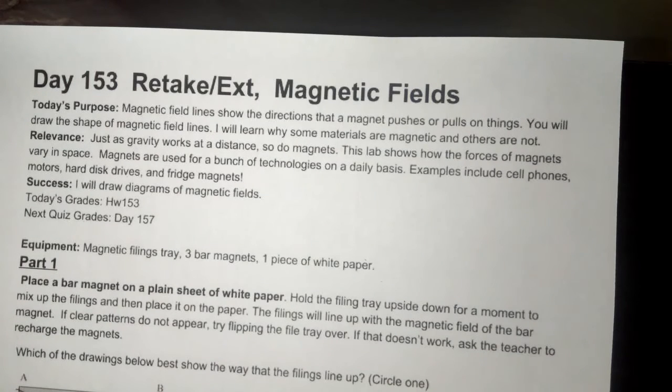Relevance. Just as gravity works at a distance, so do magnets. This lab shows how the forces of magnets vary in space. Magnets are used for a bunch of technologies on a daily basis. Examples include cell phones, motors, hard disk drives, and fridge magnets. Success. I will draw diagrams of magnetic fields.